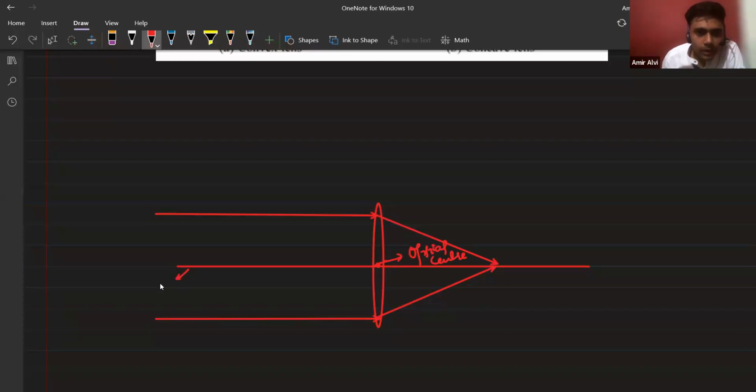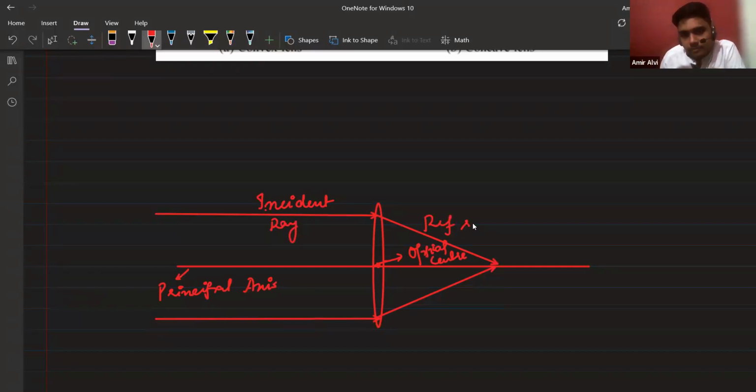Clear? This is called the principal axis, Karishma dear. This is the incident ray, and this is the refracted ray. This ray is coming from infinity. At the point where they merge, what's the name of that point? Can anybody tell me? It's the same as in the mirror. Yes, principal focus. Very good. It's called the principal focus.